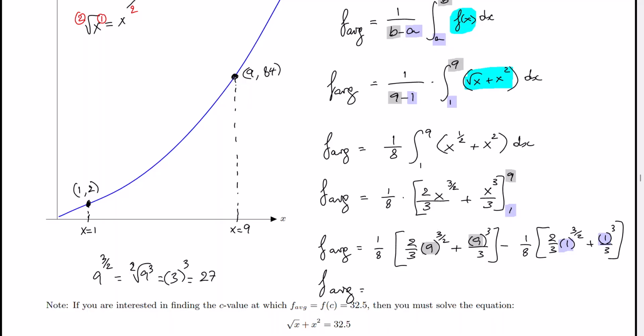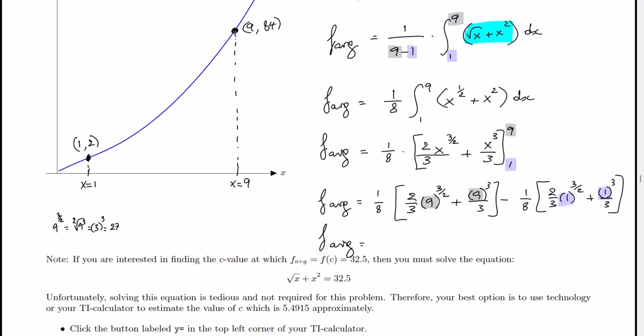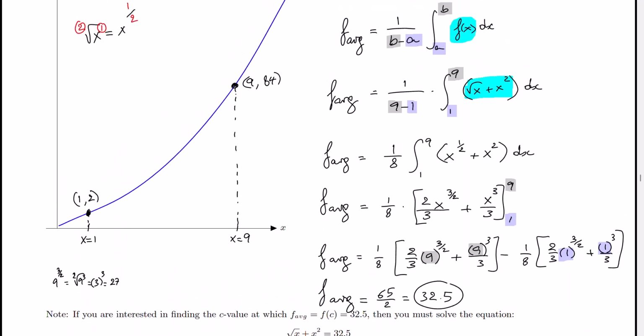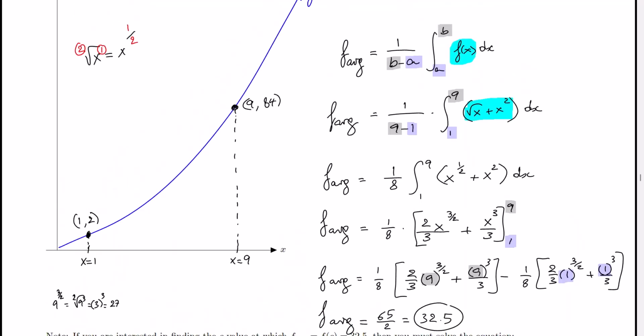It's not terribly difficult to do it by hand, but we have TI calculators that can evaluate these things, so why waste our time? But when you punch this whole thing into the calculator, you should be able to see 65/2 as your final answer, which is the same thing as 32.5. So my final answer is 32.5. So what does this mean? Let's talk about what the meaning of all this is.